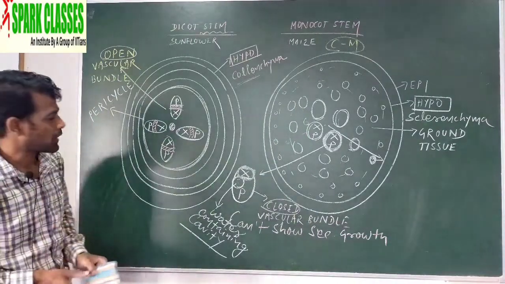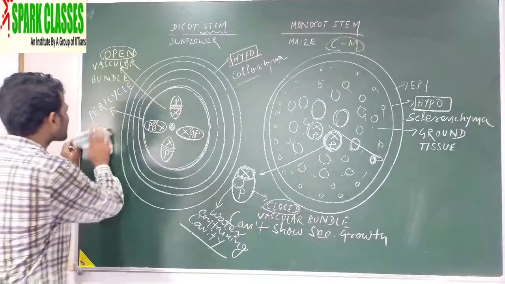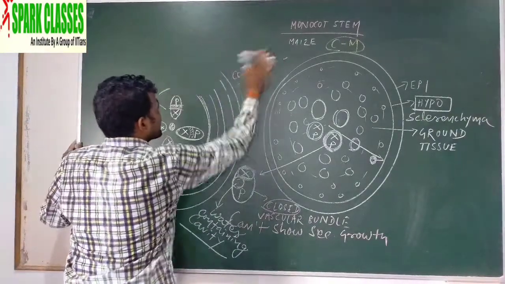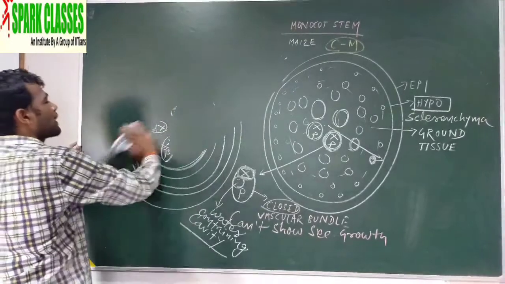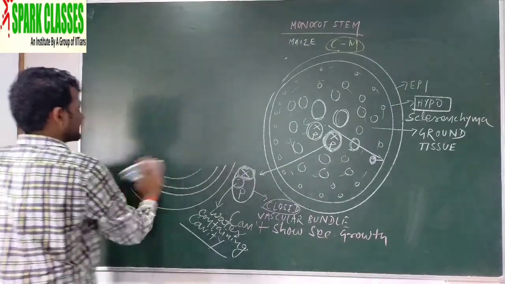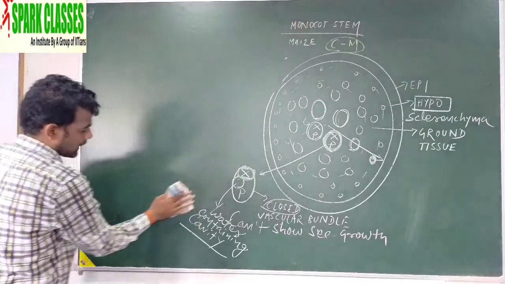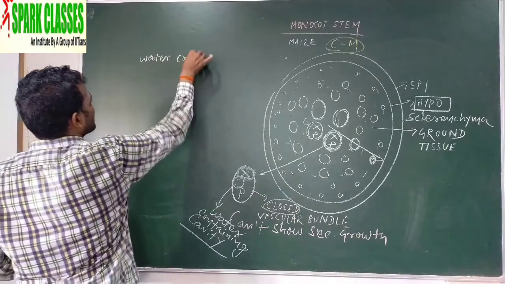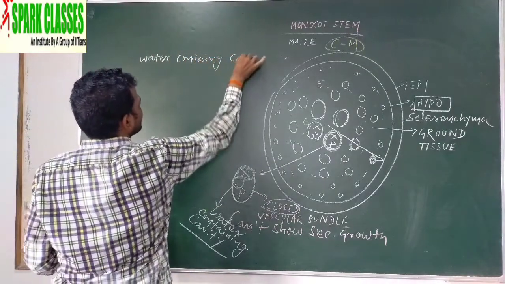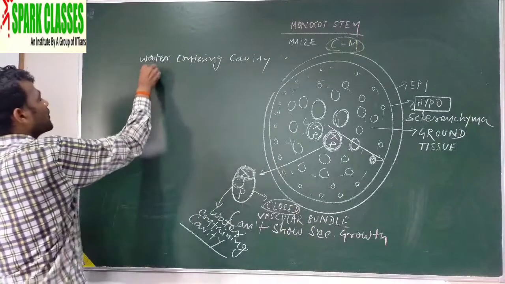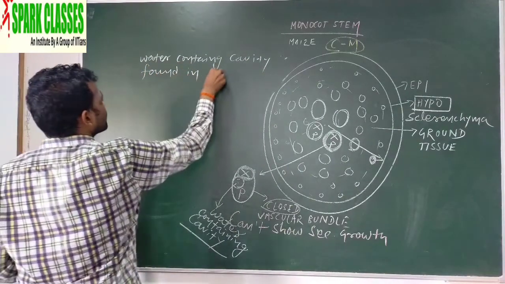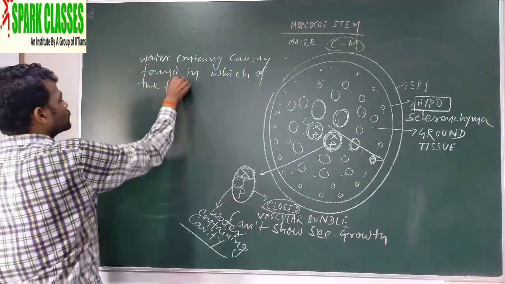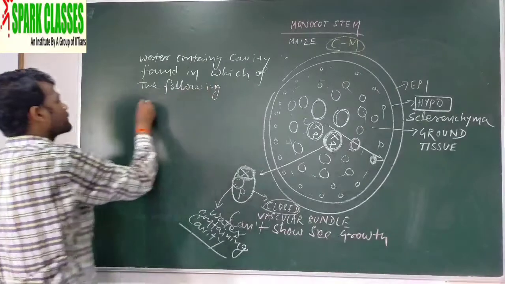Now we'll move towards one question that is asked in NEET frequently. The question is, water containing cavity is found in which of the following plants? Listen carefully and try to answer. I am going to write the question. Water containing cavities found in which of the following plant? In the options, 4 options are given.